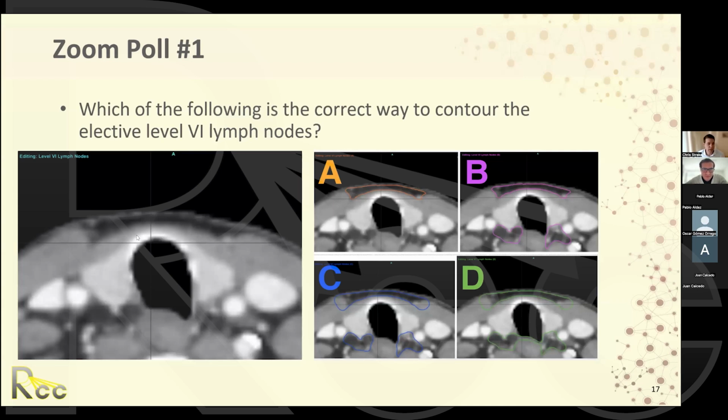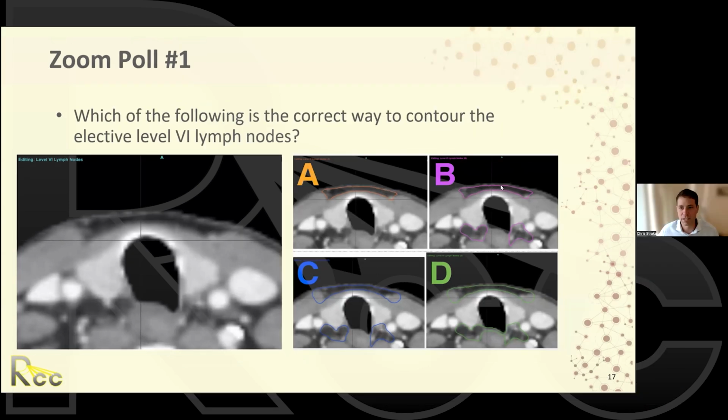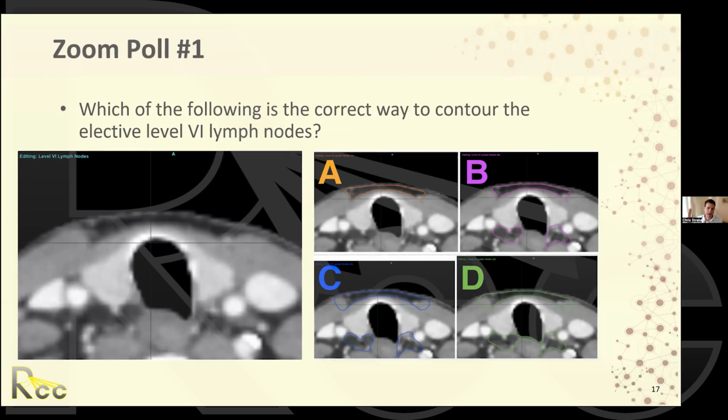And then I will say that this is probably a much more typical look of level 6A. You can see there really is no space between that platysma and the skin. I know we talked about the other end of the spectrum just now when there's a lot of fat, but most head and neck patients are really at the more cachectic or certainly thin end of the spectrum.